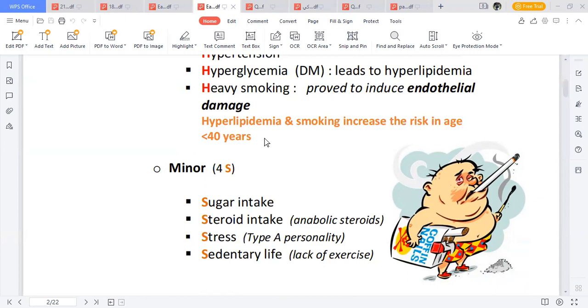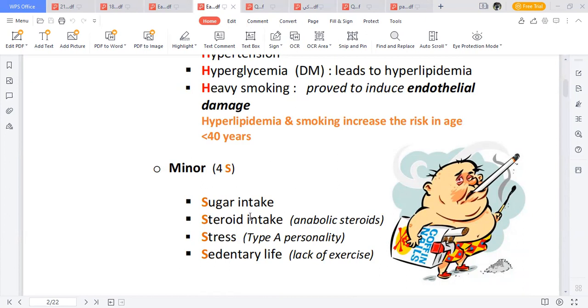Stress, type A personality. These people are just always busy. They are doing this and that. They're always stressed. So stress is one of the risk factors. Sedentary lifestyle. You don't even exercise. You're just seated there. You don't exercise. All you do is eat. Sedentary lifestyle. These are the risk factors for developing atherosclerosis.